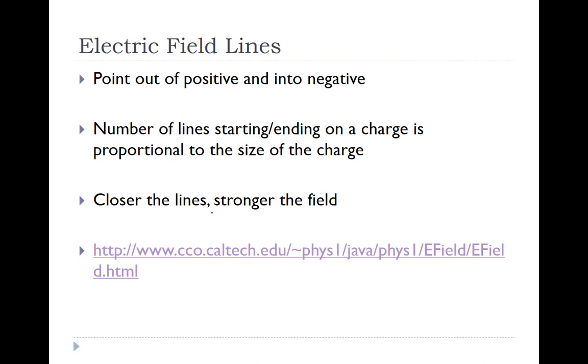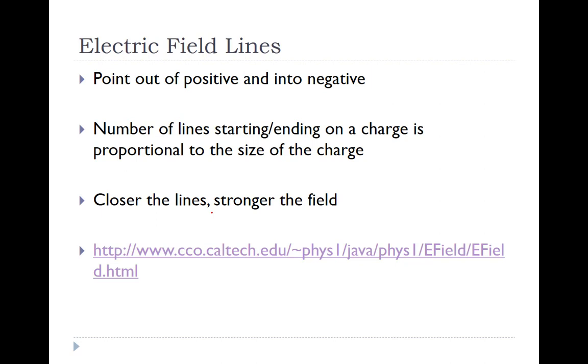So, by convention, electric field lines point out of positive charges and into negative charges. We just discussed that. The number of field lines that start or end on a charge is proportional to the size of the charge. That's something we will see here in a minute when we pull up that simulation. And the closer the field lines are, the stronger the field is, which we will also see on that simulation.